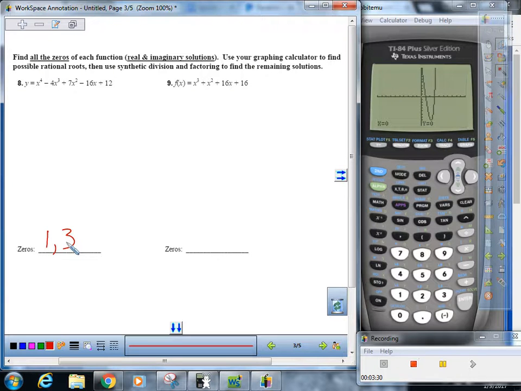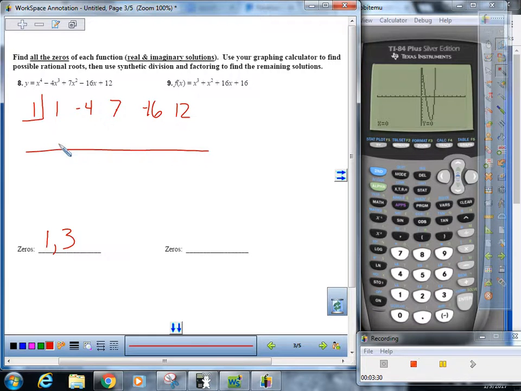So how in the heck are we going to find out our imaginary roots? Well, I got bad news for you. You cannot use your graphing calculator. So we've got to use some synthetic division to get this thing from x to the 4th down to something we can work with. Okay, so here's what we do. We do synthetic division. 1 goes into 1x to the 4th, minus 4, 7, a negative 16, and a positive 12.